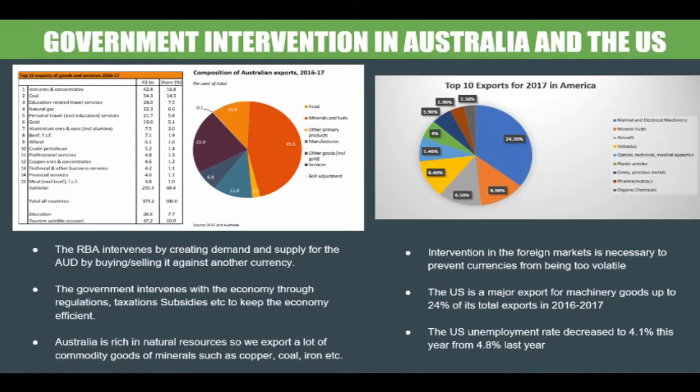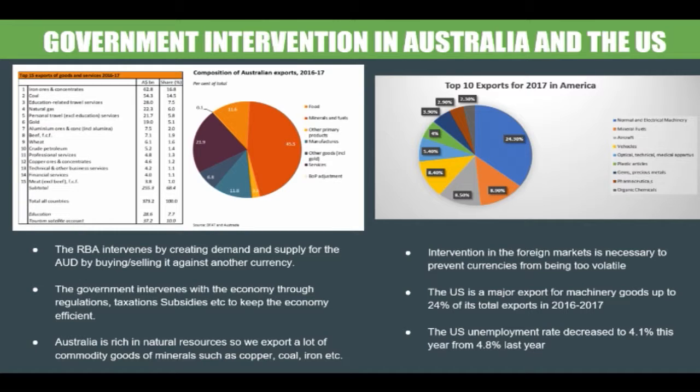Government intervention in Australia, with the economy in order for it to be as efficient as possible, includes adjusting taxation, subsidies, and having the RBA create demand and supply for the AUD against a foreign currency. These are the necessary conditions that the government adjusts to make the economy as efficient as it can be. Australia is also rich in natural resources, so we export a lot of commodity goods to foreign countries. 45% of goods exported are a composition of minerals and fuels for the year of 2016-2017.